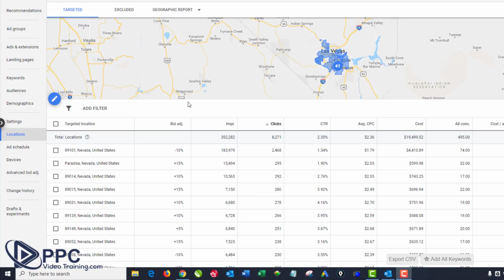So once you're inside your campaign, go click on locations. Then once you get here, I want you to sort by conversions. Once you're there, I want you to take a look at where your ads are converting the best. Also, keep an eye on the cost per conversion.